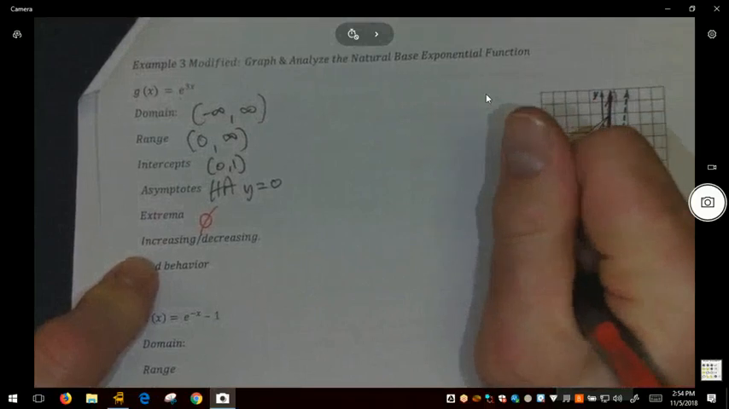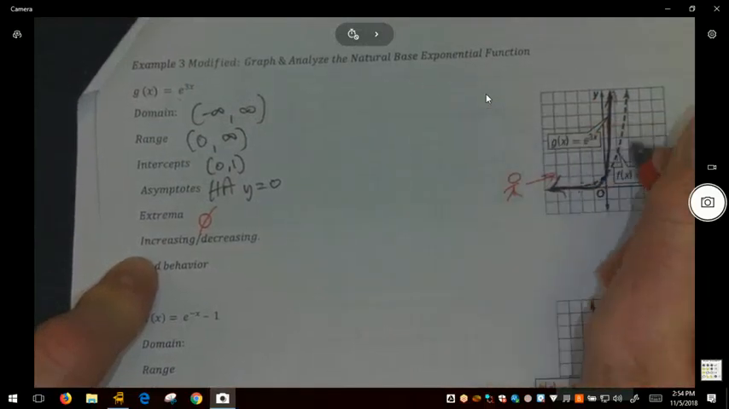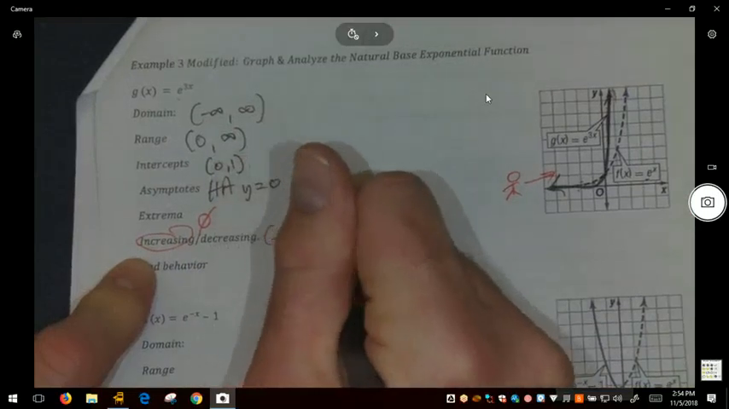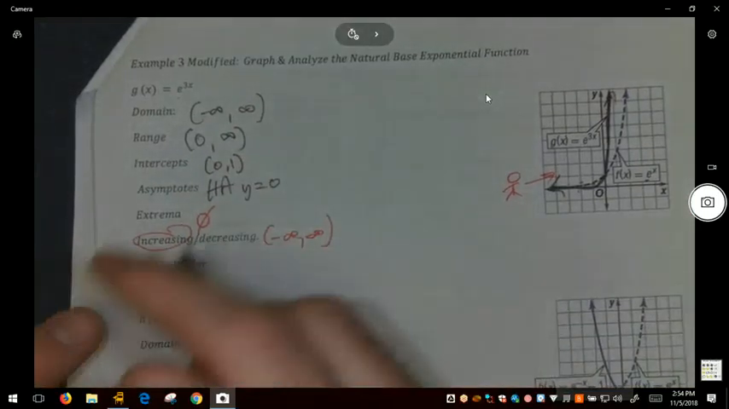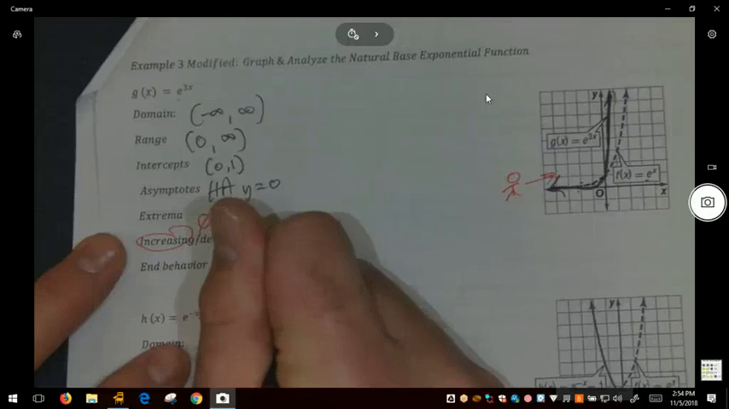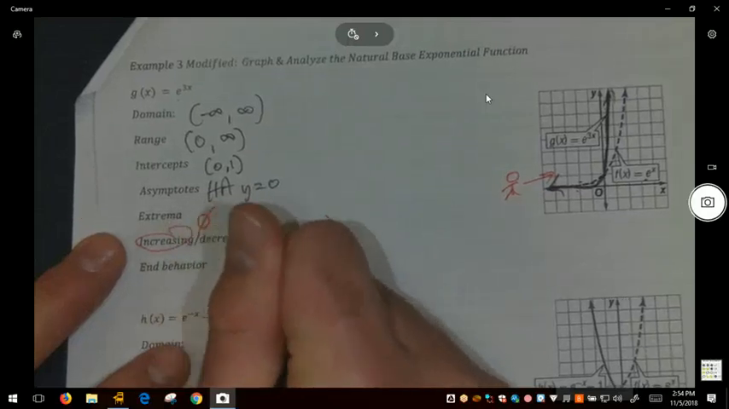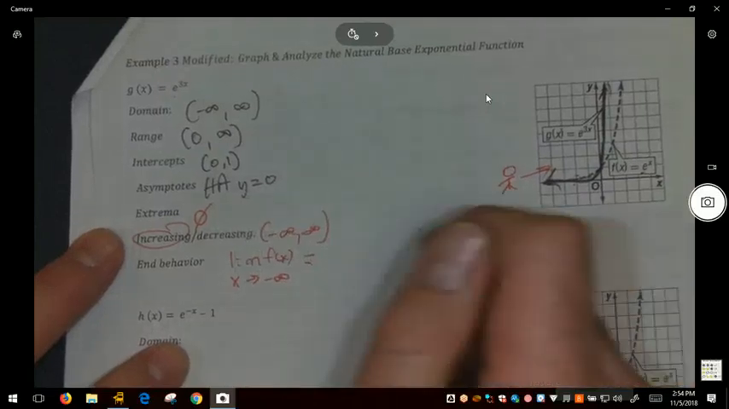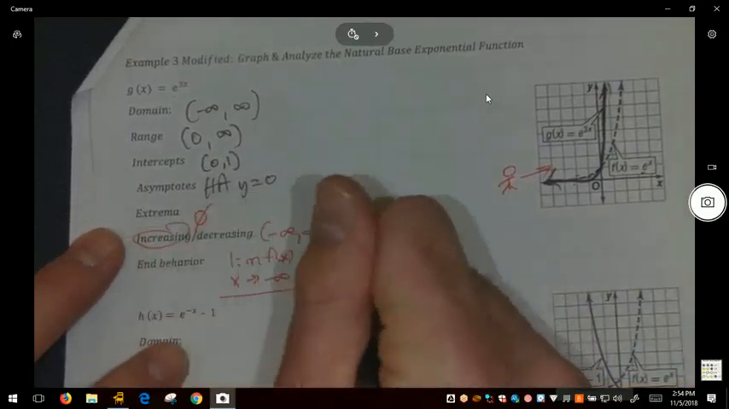If we put a person here, as they walk from left to right, they'd be going up the entire time across the entire domain of this exponential function. And for our end behavior, the limit of f of x as we go to the left. Well, as we go to the left, we're getting closer to this horizontal asymptote, so the limit is 0.